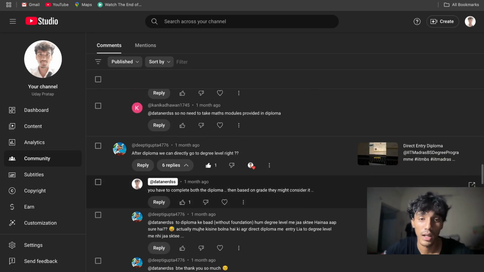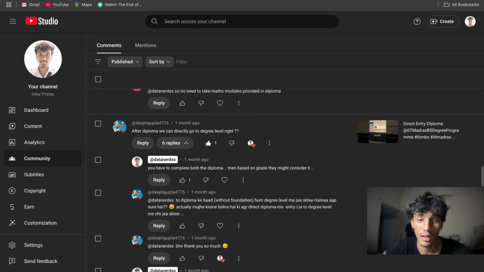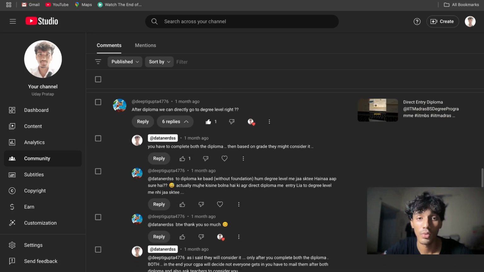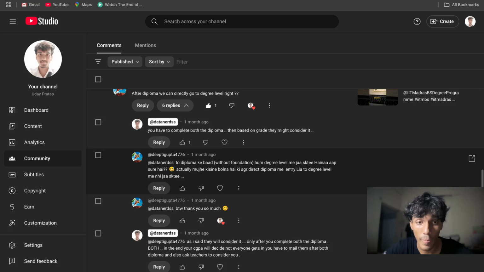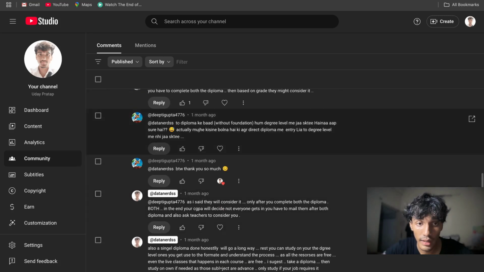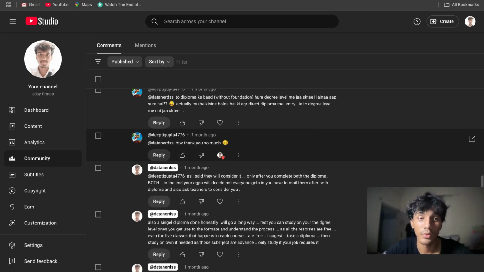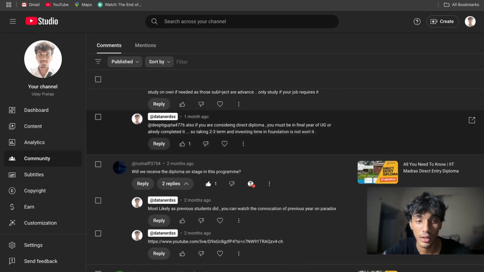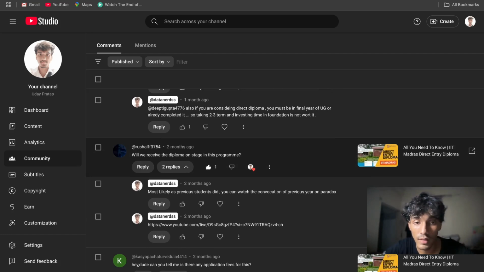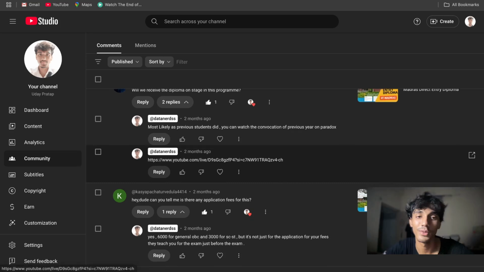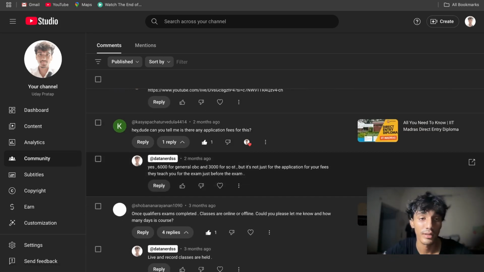After diploma, can we directly go to degree level, right? You have to complete two diplomas to go to the degree level. And then after the diploma, can we go to degree level without foundation? Are you sure? Yes, you can join. It is based on recommendation. Will we receive the diploma on stage? Yes, you will be receiving the diploma on the stage itself.